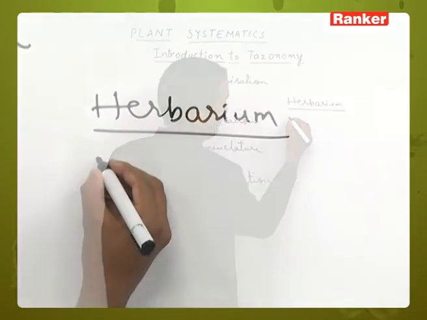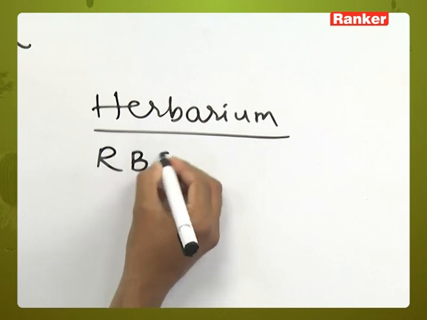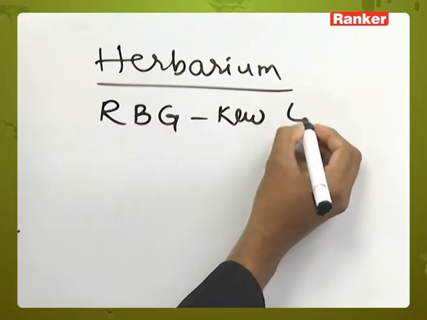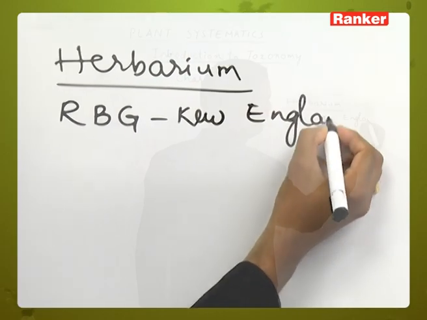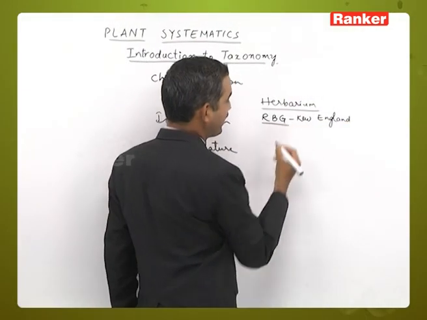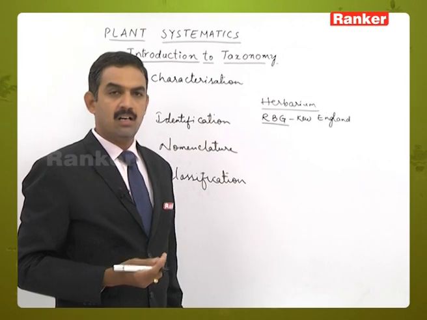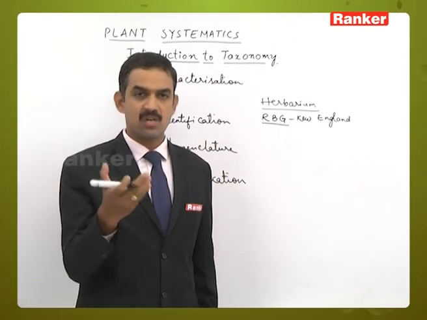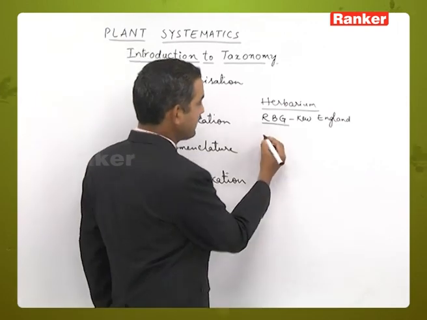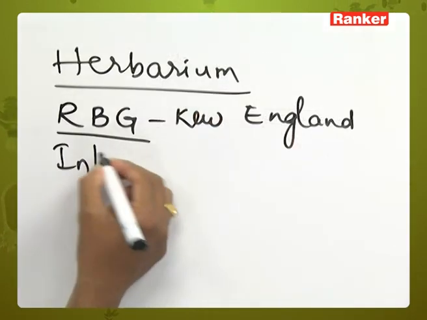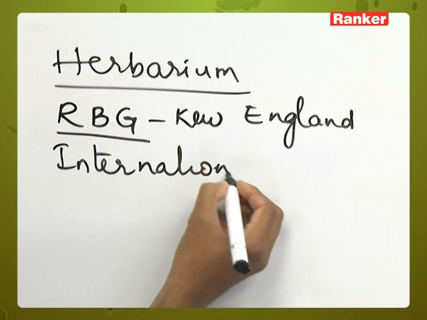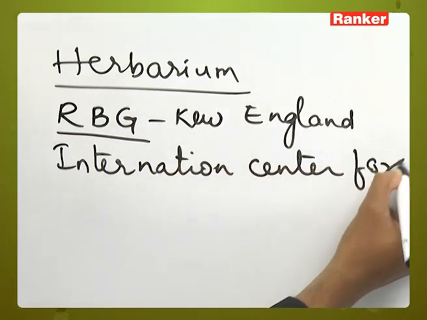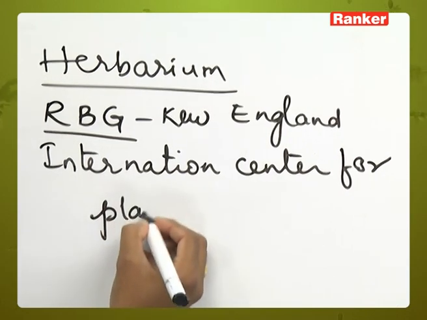Here, RBG, the Royal Botanical Garden, is present in Kew, England. This Royal Botanical Garden contains the largest herbarium, internationally famous. That's why it is considered to be the International Center for Plant Identification.